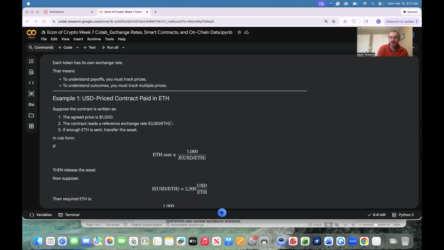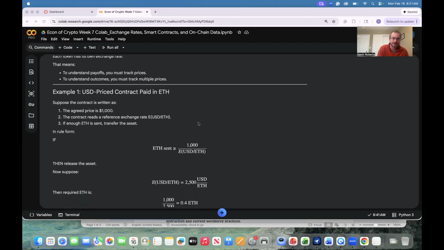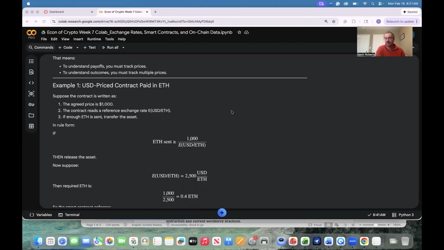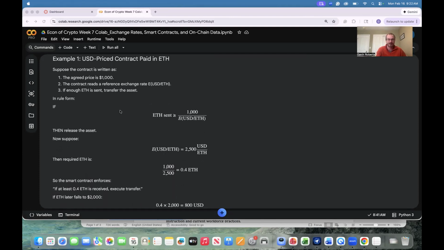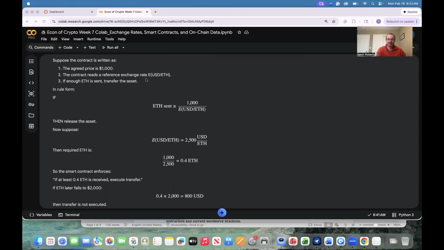So each of these tokens will have its own exchange rate. To understand payoffs, we must track all of these different prices, and to understand outcomes, we must oftentimes track multiple prices at the same time. And the more complicated the smart contract is, the more things we probably need to track. The first one is probably an overly simplifying example, but we could have a smart contract that said something like, their agreed price is $1,000. The contract reads a reference exchange rate, US dollars per Ethereum. If enough Ethereum is sent, transfer the asset.